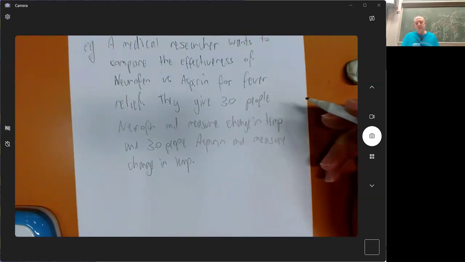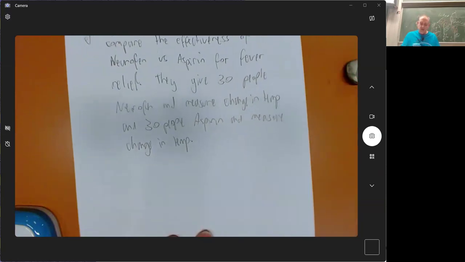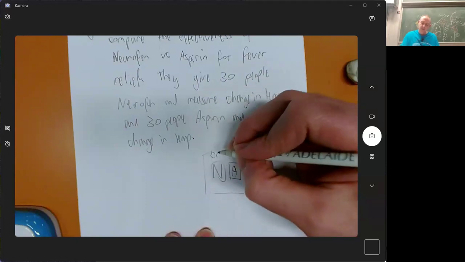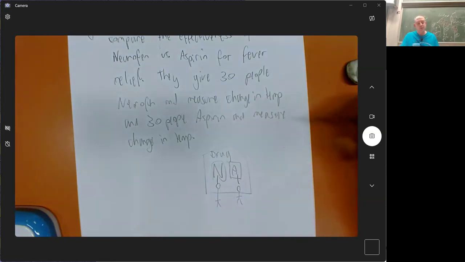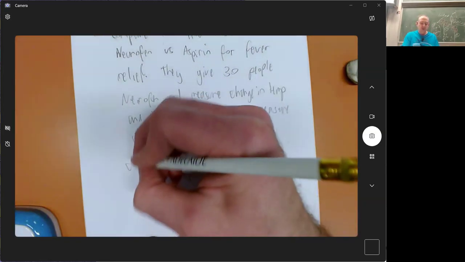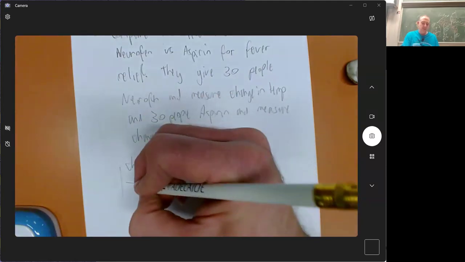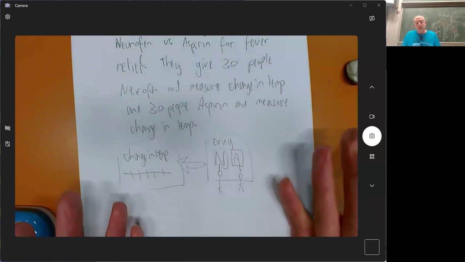And so I think about the individual people involved here, and they each have two pieces of information about them. We've got written down whether they had Nurofen or aspirin, and we've got written down their change in temperature. And so we have Nurofen versus aspirin, that's the drug. And everybody's only had one of those. Different people are in the different groups. And then what we've measured is change in temperature. And that there is a number. Yeah. And so this is the story that is happening here.